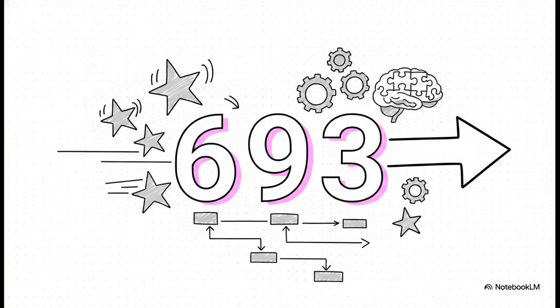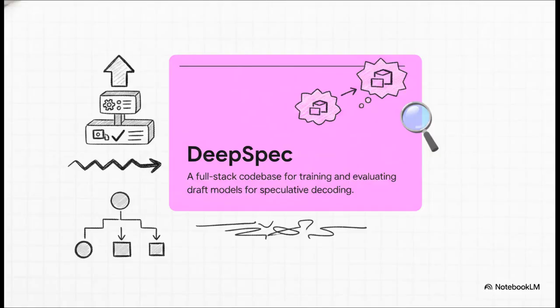And right off the bat, you can see the massive impact this release is having. The repository has already accumulated 693 GitHub stars and 48 forks. That kind of rapid momentum tells us one thing for sure. Developers are hungry for a standardized, reliable toolset in this highly specific domain of AI optimization, and DeepSeek AI has totally delivered.